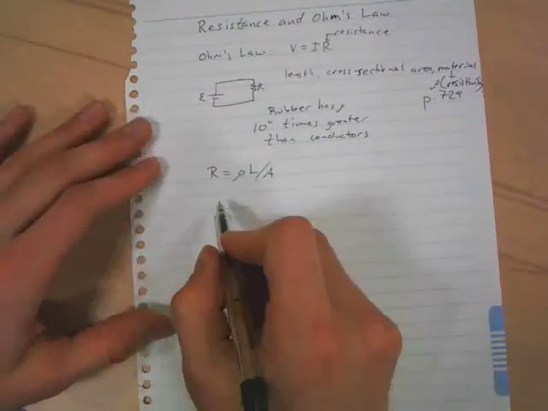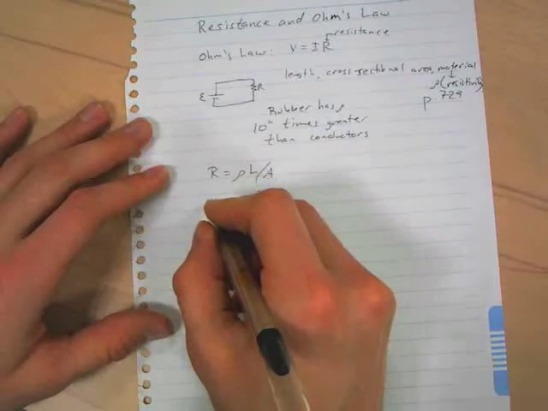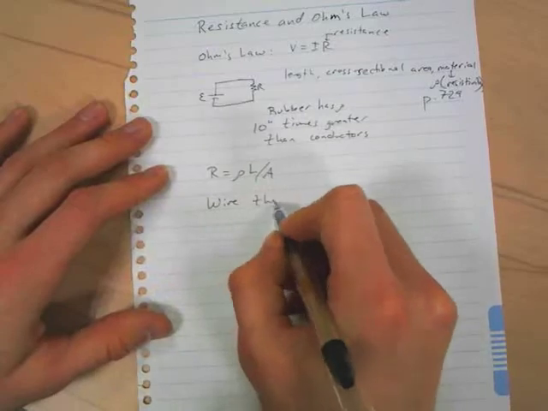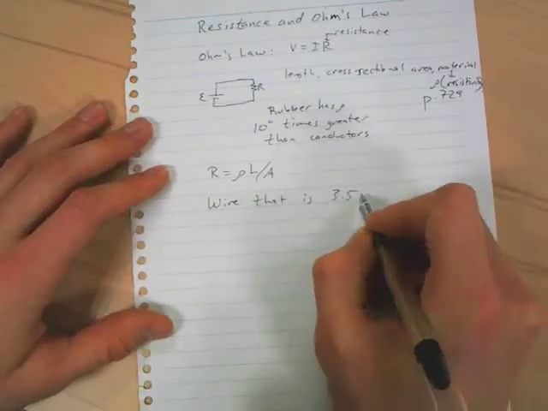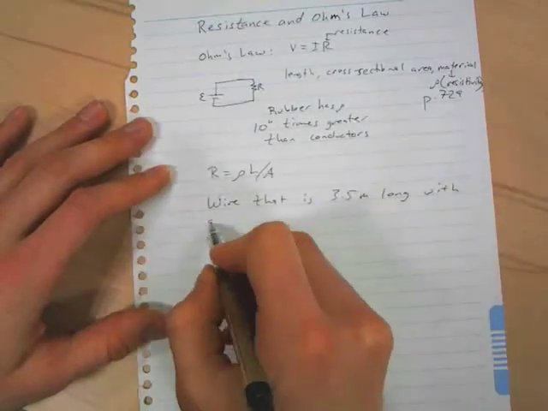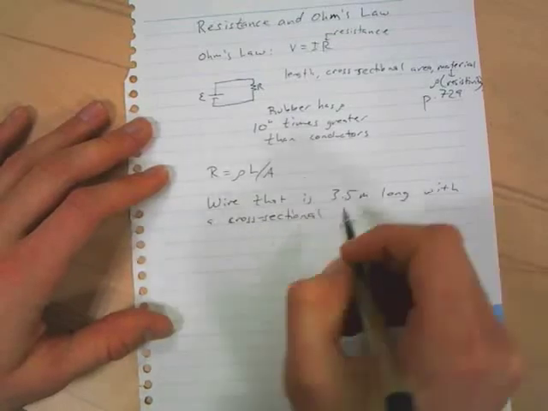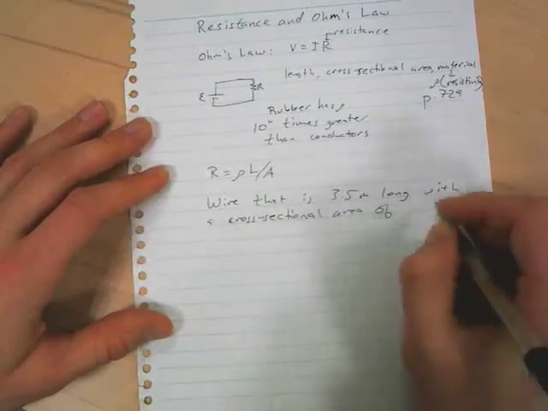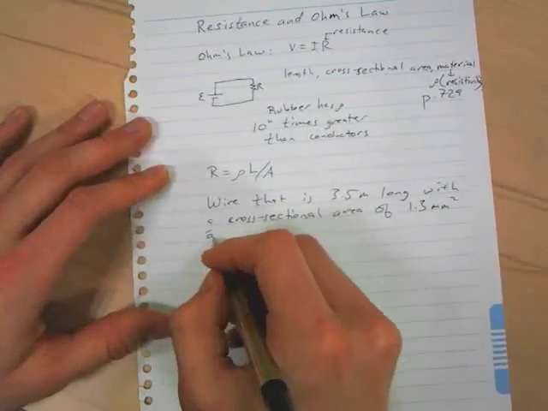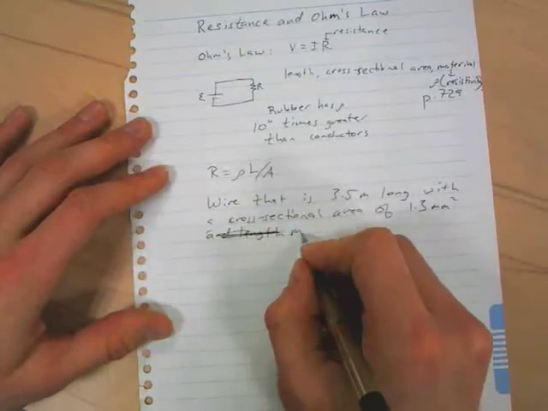So for example, let's say we have a wire that is 3.5 meters long with a cross-sectional area of, I don't know, 1.3 millimeters squared, and length, oh, I already said length, I'm sorry, that is made of copper.